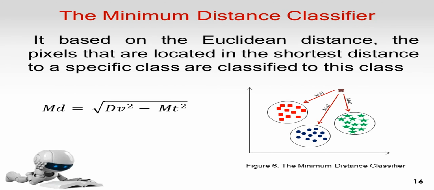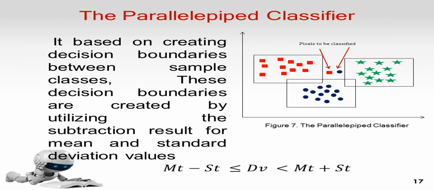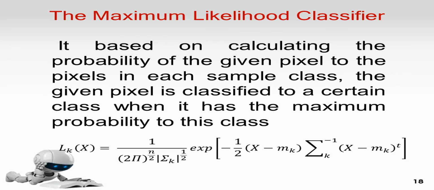The minimum distance classifier is based on the Euclidean distance. The pixels that are located in the shortest distance to a specific class are classified to this class. The parallel pipe classifier is based on creating decision boundaries between sample classes. These decision boundaries are created by utilizing the abstraction results for mean and standard deviation values.